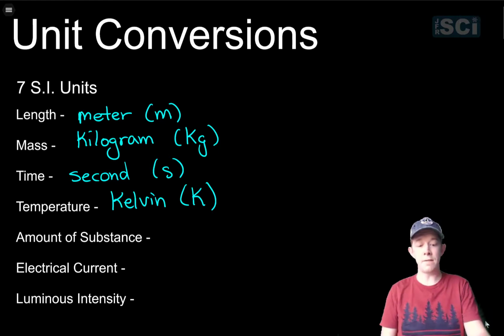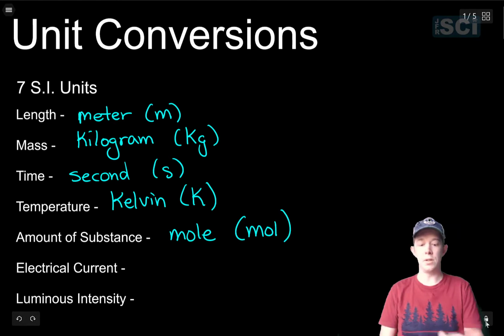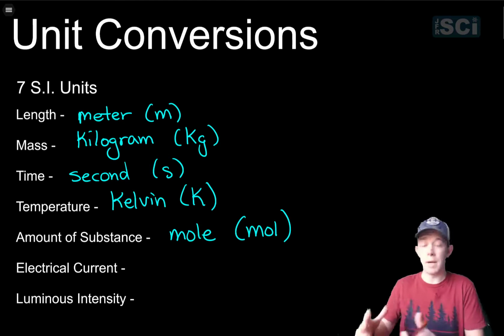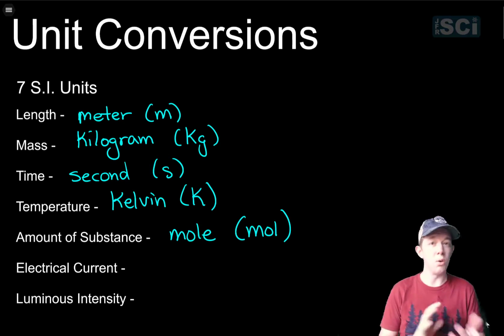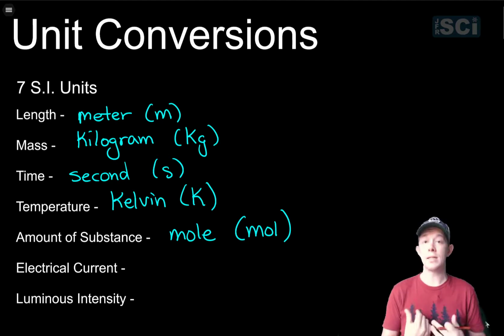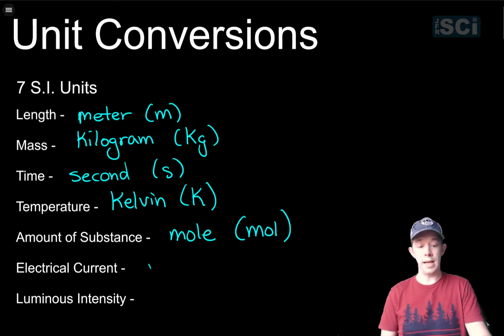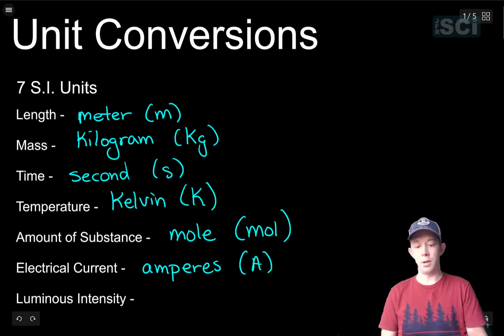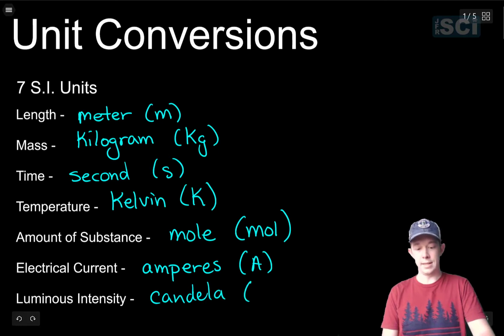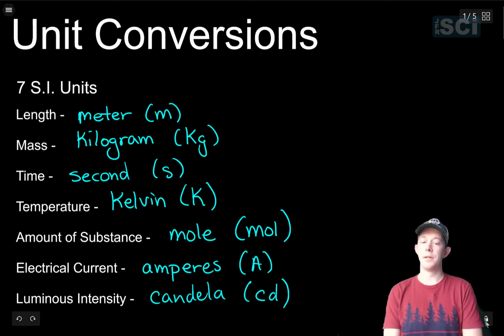The amount of substance is known as a mole, and if you've been in chemistry class you define it as mol, for the amount of substance that might be in a cup or in a molecule. Electrical current is something that we will use in this class, and it's called an ampere, or amperes, and it's defined as a capital A. Then luminous intensity is the candela, and it has cd as its unit.